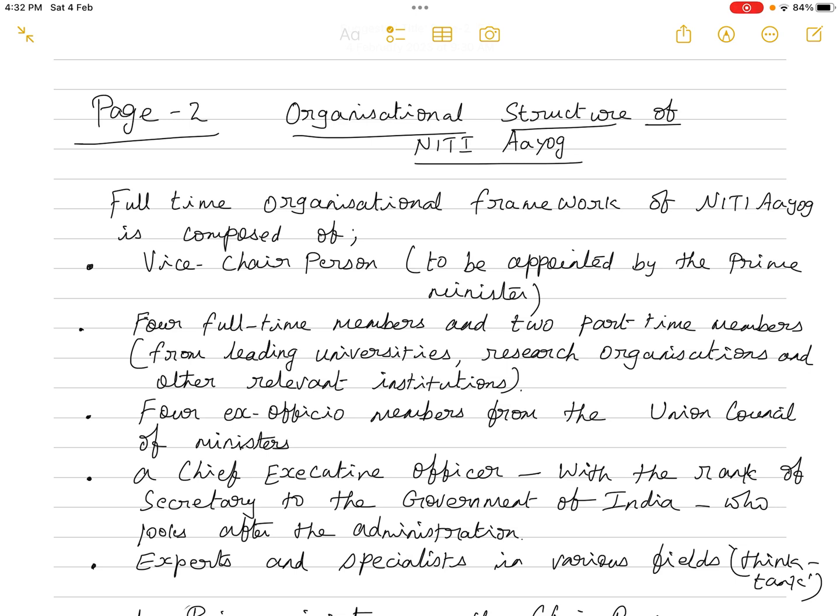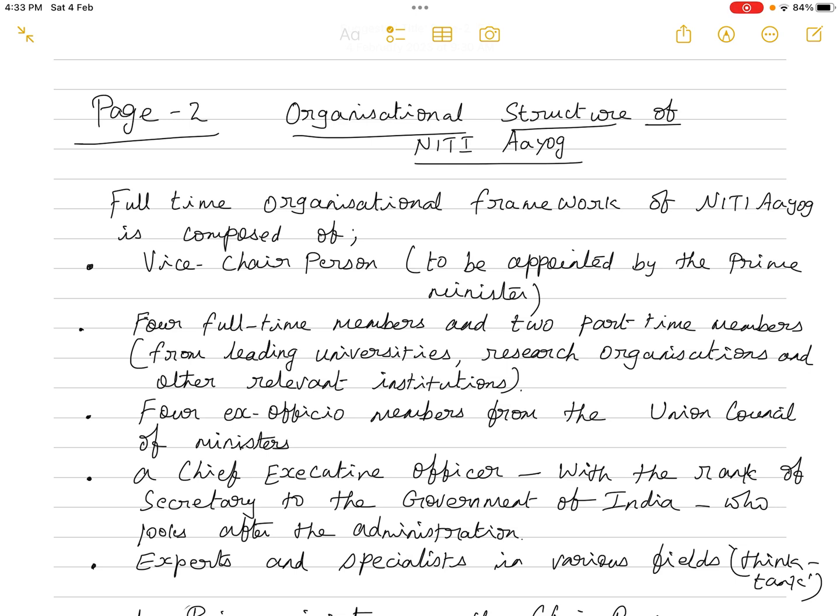Then NITI Aayog has 4 full-time members and 2 part-time members. These part-time members are from leading universities, research organizations, and other relevant institutions. All the eminent professors and scholars from leading universities and research organizations are members of NITI Aayog. That's why it is a think tank. Based on consultation with all these eminent professors and scholars, NITI Aayog recommends strategies and policies to different state ministers.